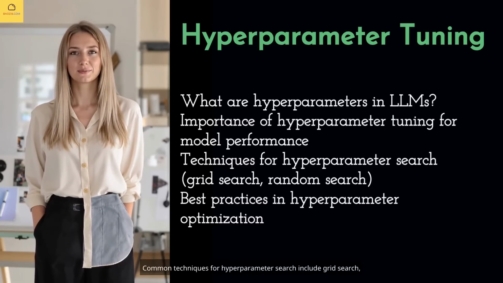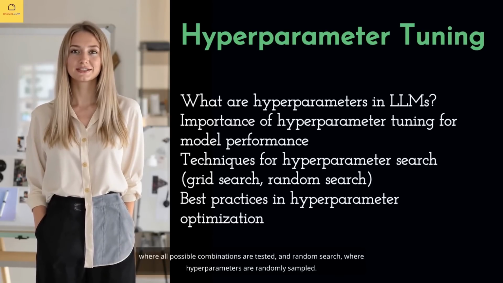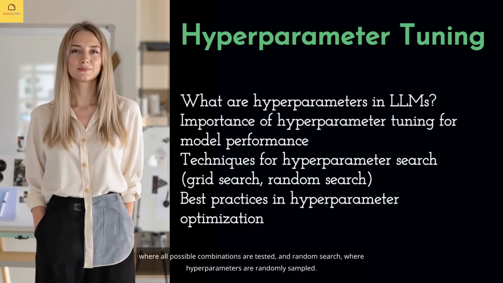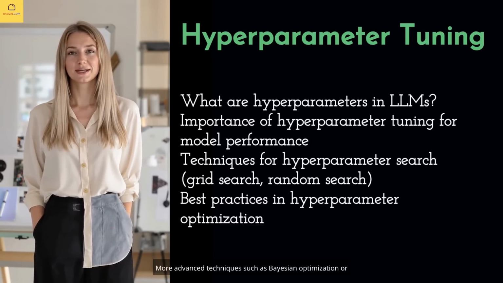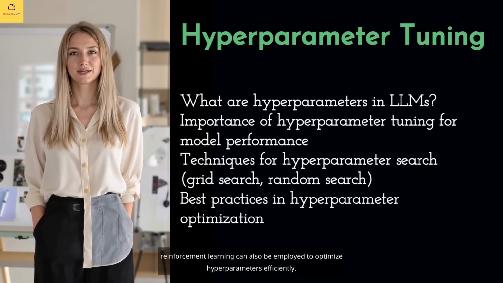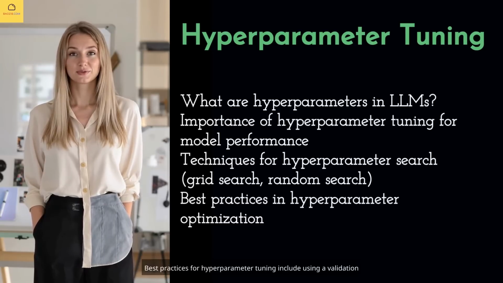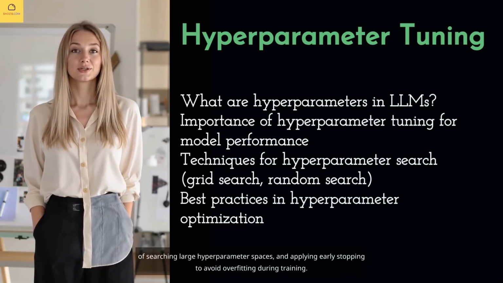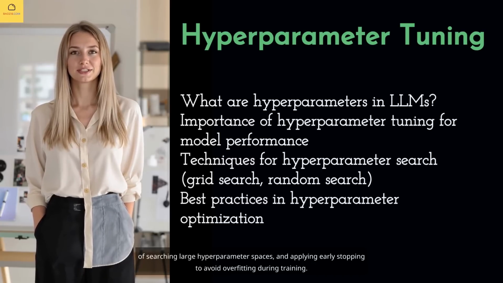Common techniques for hyperparameter search include grid search, where all possible combinations are tested, and random search, where hyperparameters are randomly sampled. More advanced techniques such as Bayesian optimization or reinforcement learning can also be employed to optimize hyperparameters efficiently. Best practices for hyperparameter tuning include using a validation set to monitor model performance, considering the computational cost of searching large hyperparameter spaces, and applying early stopping to avoid overfitting during training.